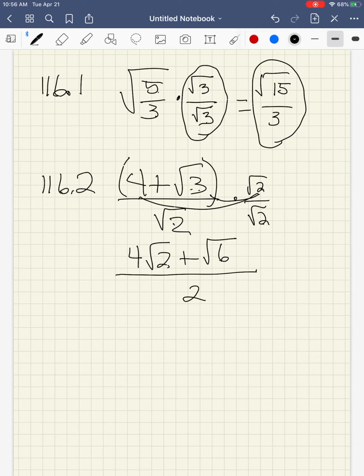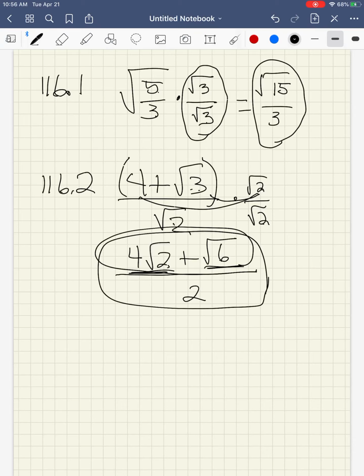All right, are we finished? Yes, we're finished. Unless I can factor a number out of the entire numerator, then I can't reduce anything. And I can't factor anything out of 4 square root of 2 and square root of 6. So it is in simplest form. Don't you dare try to cancel the 2 into the 4. You cannot do that. All right, one more.